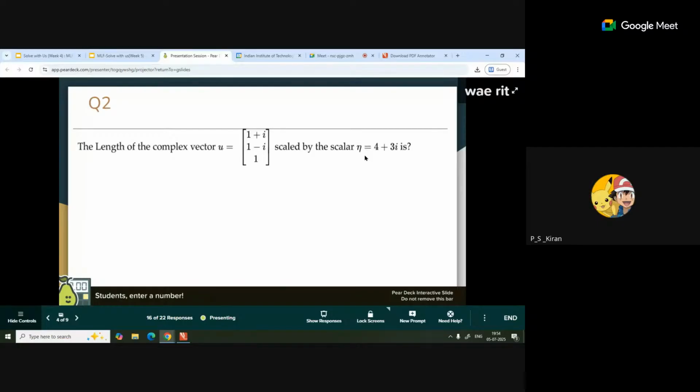So a scalar has an absolute value. What he was telling is that it will be the norm of u times the norm of eta, multiplied together, and that should give you the answer, right? Anyway, that will give the answer, because it is the same thing you are doing anyway.